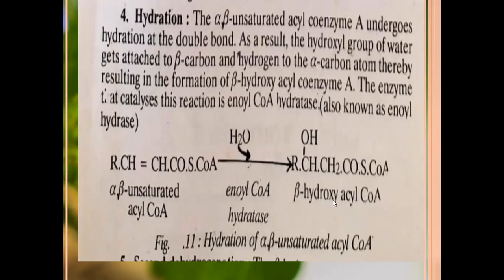Beta hydroxy acyl coenzyme A. For this reaction, the enzyme enoyl coenzyme A hydratase is involved. By hydration, alpha beta unsaturated acyl coenzyme A is converted into beta hydroxy acyl coenzyme A.